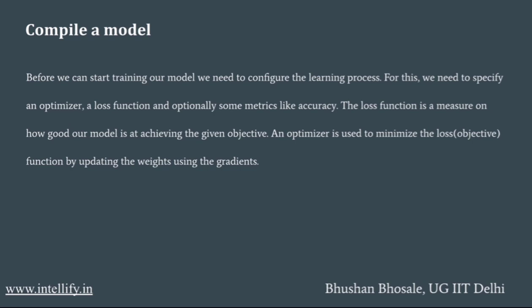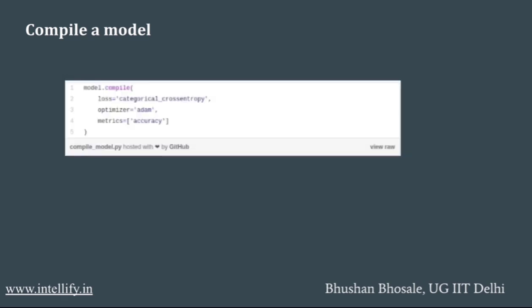Now what is an optimizer? What is the objective of an optimizer? It is to minimize the loss. And what is loss? A loss is a measure of how well our model is achieving the given objective. And accuracy is how good our model is. This is how we compile our model: model.compile, we use loss equal to categorical_crossentropy, optimizer equal to Adam, and metrics equal to accuracy.